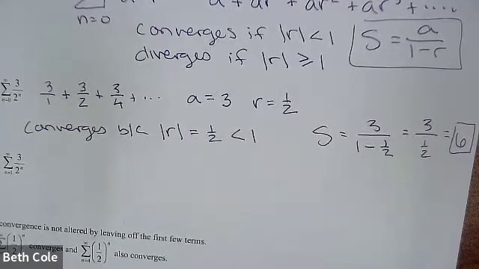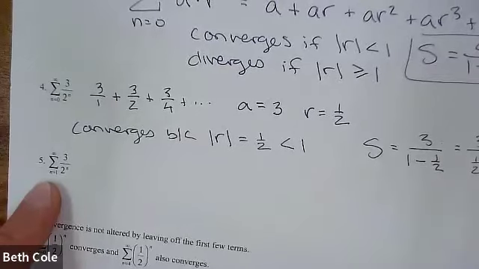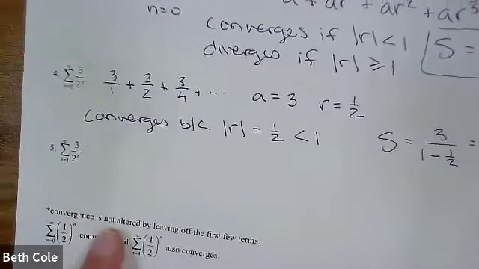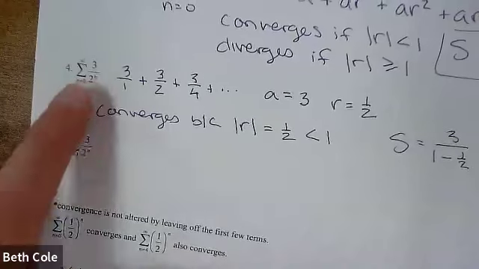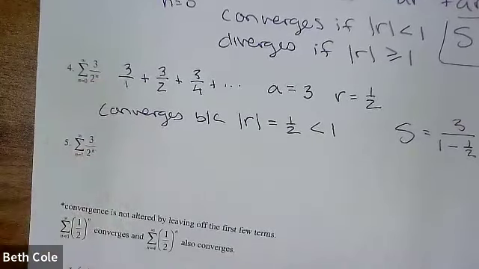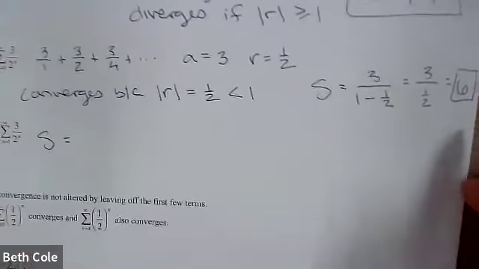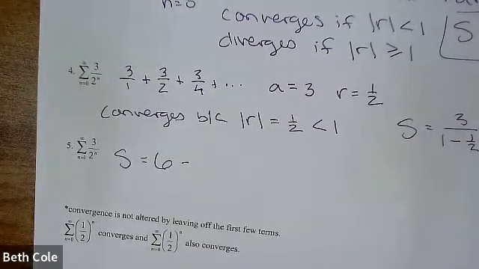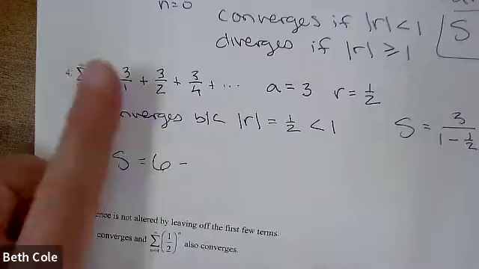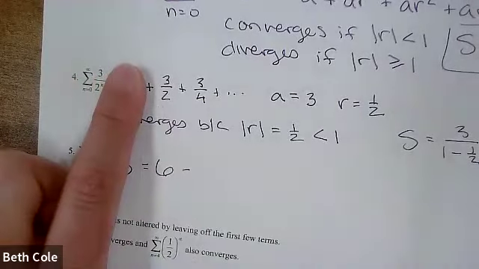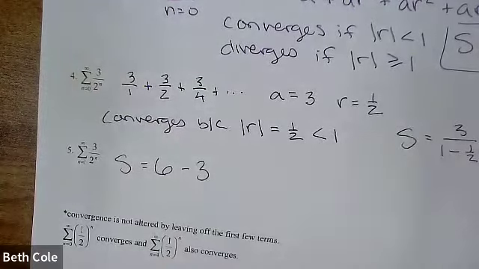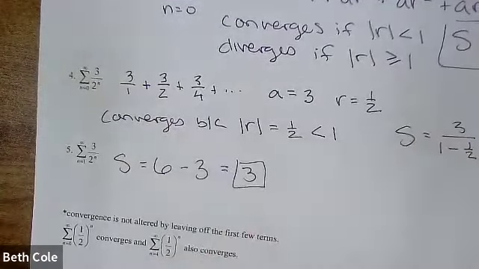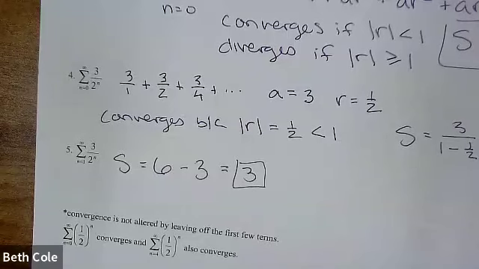I want you to look at question 5. What is the only difference between question 4 and question 5? Yeah, it starts at 1 instead. And I wrote right here, convergence is not altered by leaving off the first few terms. So if this one converges, this one does too. We don't have to write all of that over again. If we want to get our sum, this one we said was 6. We just have to subtract off that first term, or if you want to think of it as the 0th term, because instead of starting here, we want to cut that one off. So it would be 6 minus that 3 for the 0th term there, and so this would just be 3. So I wrote that on there. Convergence isn't altered by leaving off the first few terms. If one of them converges, the other one does too.